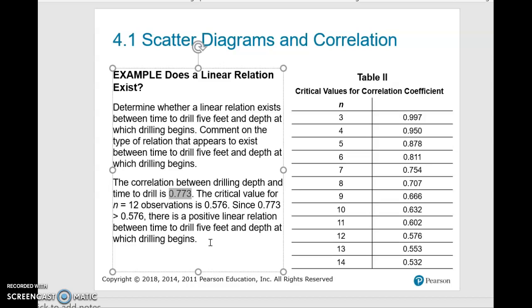Correlation coefficient R. So the question is, how good is 0.773? This is what I did not get to in class. How good is 0.773? Well, just looking at the scatter plot, we saw there was a relationship, but how good is it? Well, this number tells us that, okay? And it depends on n. So it's not just as simple as saying, as long as it's greater than 0.55, then we'll call it a linear relationship. It doesn't work like that.